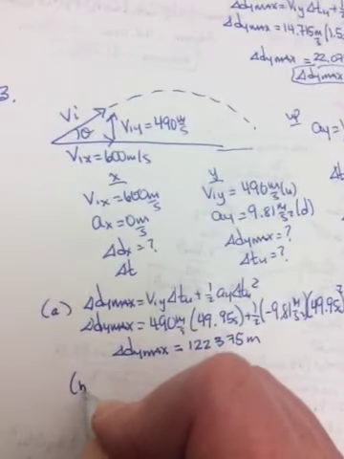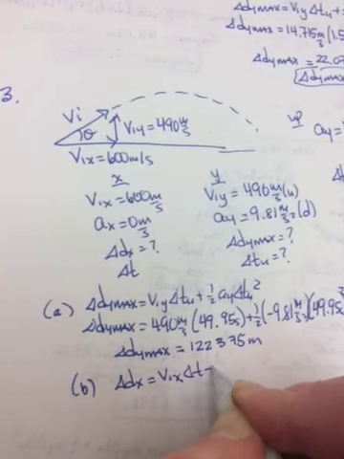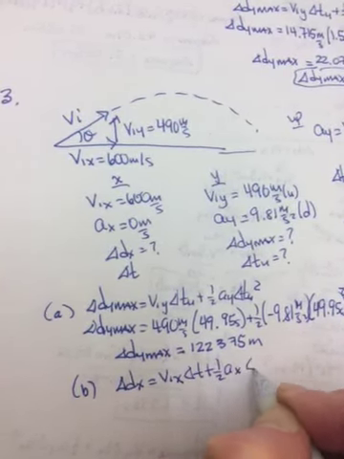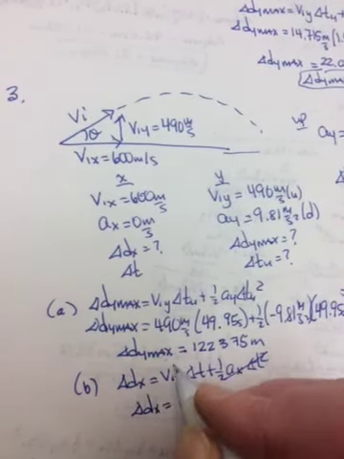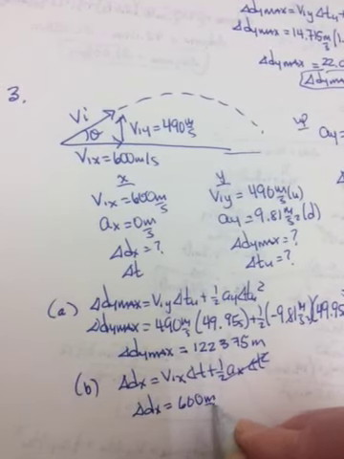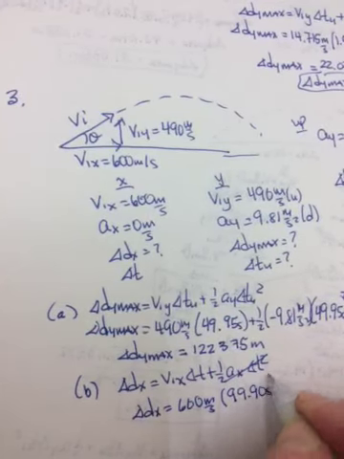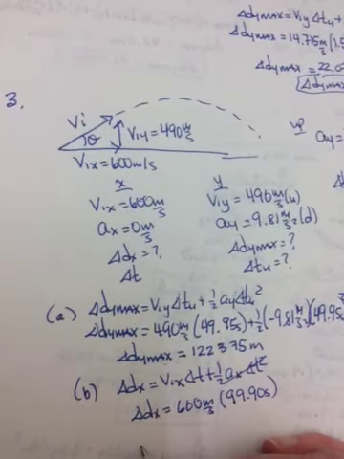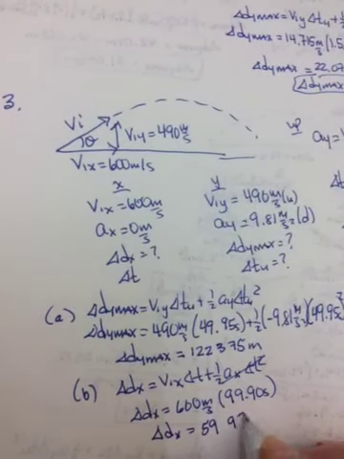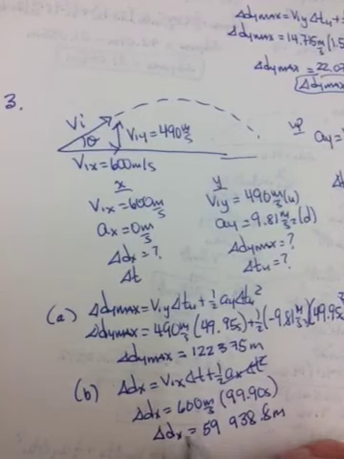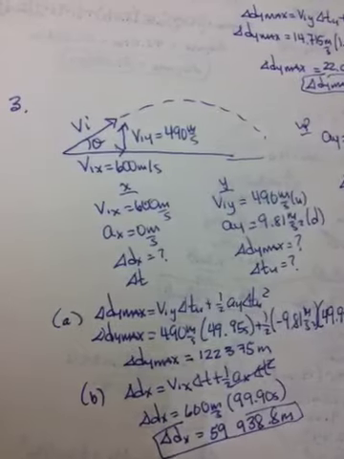And then part B, the range. So delta dx, Vix delta t, 1/2 ax delta t squared. This goes to 0. Delta dx is equal to 600 meters per second, and this time you have to use the whole time, so 99. And when you multiply that out, you get 59,938.8 meters. I have to go back and check my y because I still feel like I lost a decimal.